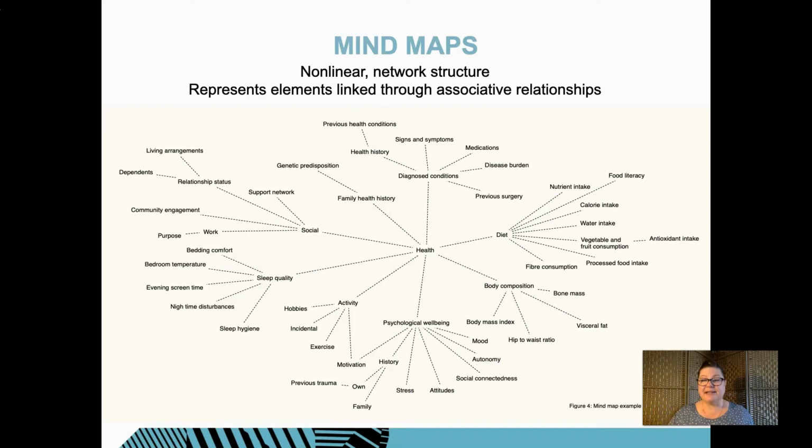Mindmaps are a non-linear network structuring process which can provide graphical representation of a complex system. In a mind map, identified elements are shown linked through associative relationships, encouraging movement away from linear thought towards pattern identification, potentially an effective way to engage with the complex human system.